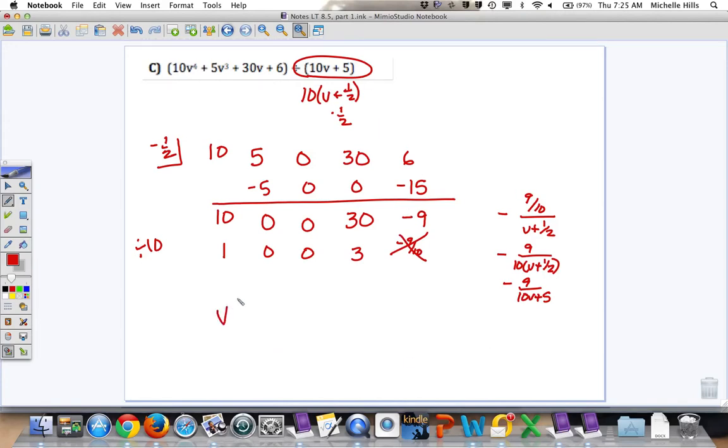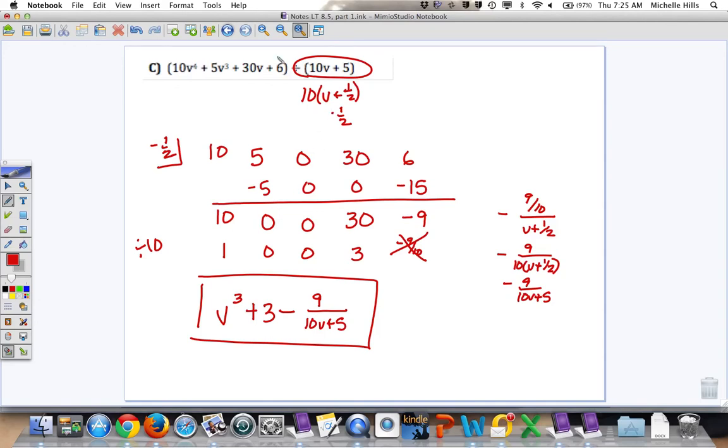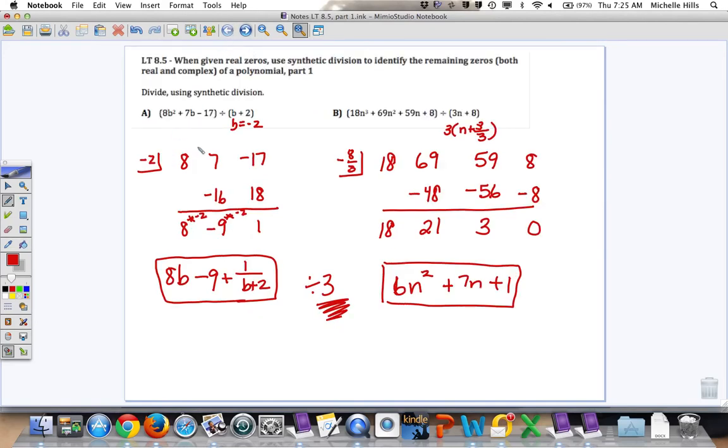So I end up with v cubed, because it was a v to the fourth, and I divided by a v. 0v squared, 0v, so plus 3 is my constant, and then minus 9 over 10v plus 5. Again, given the choice of what to divide by, I would not use synthetic division unless it was like the first one.